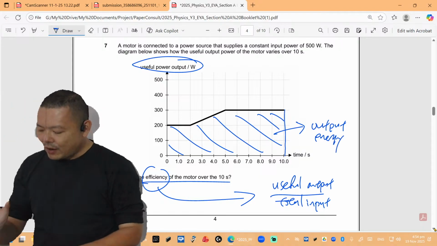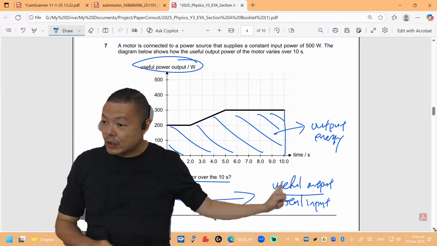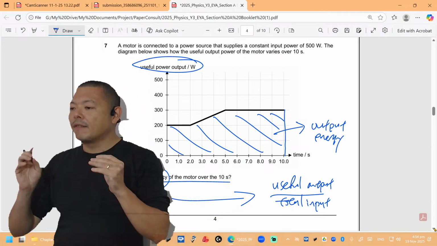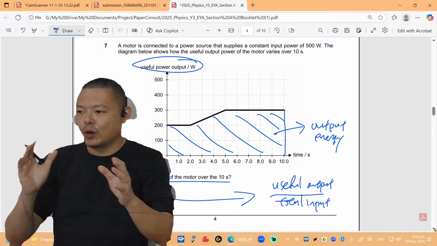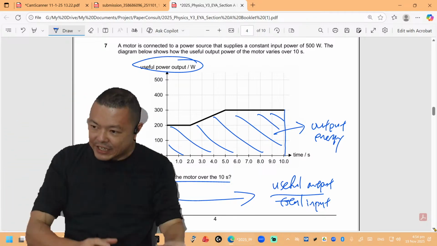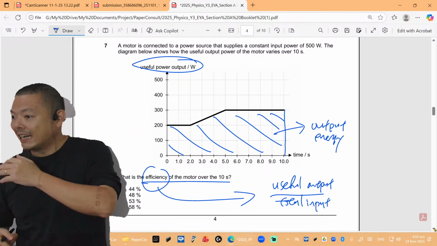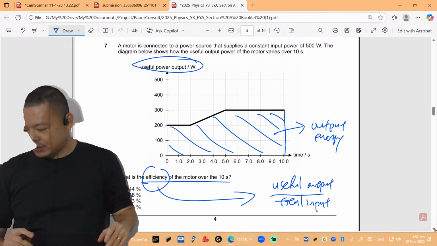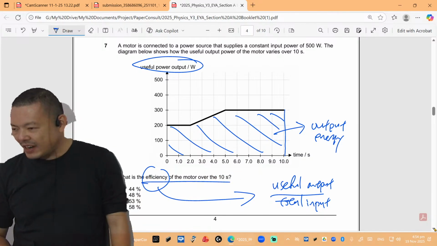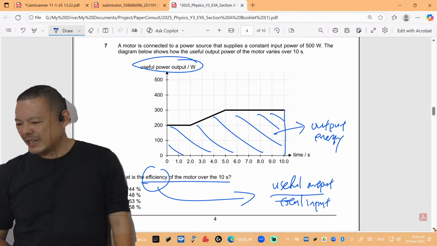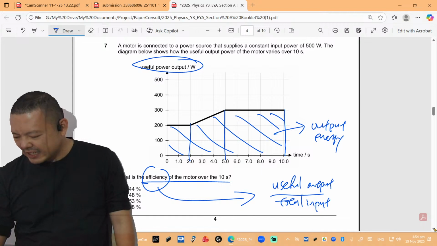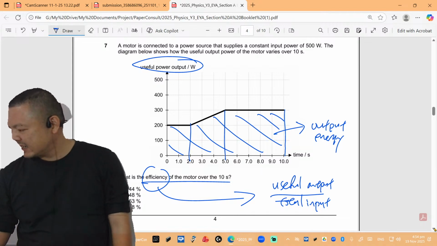So instead of finding useful output power over total input power, you can find useful output energy over total input energy. Right? That will give you the exact same efficiency. So based on that, can you find the area under this graph here? It's gonna be a bit nasty, because you got one rectangle, one trapezium, and another rectangle again.